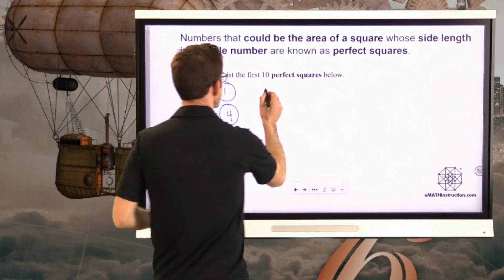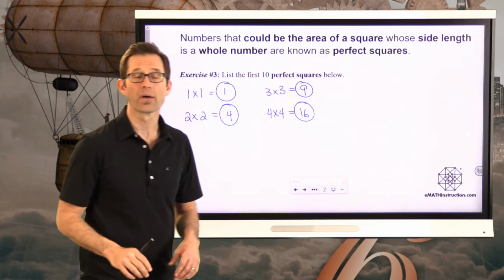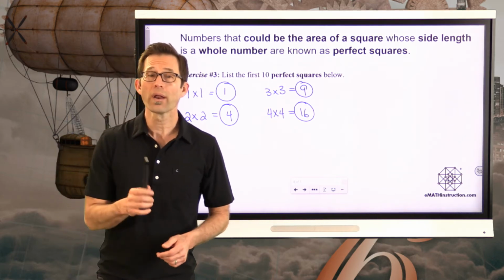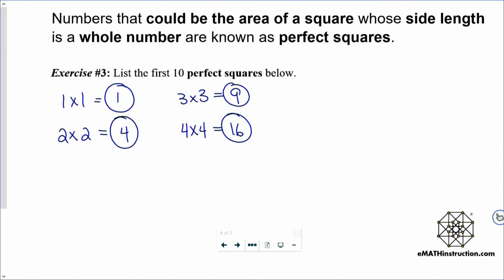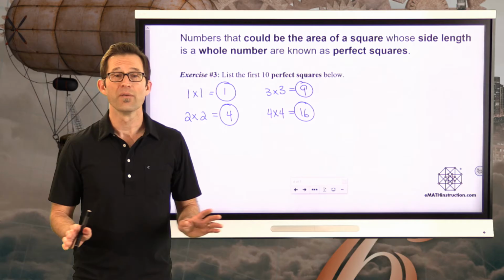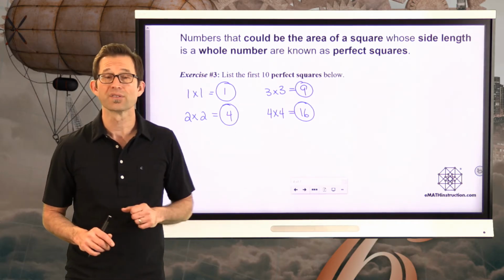The third perfect square, 3 times 3, would be 9. The fourth perfect square would be 4 times 4, or 16. All the numbers that I'm circling are the perfect squares. Why don't you find the remaining 6? Now, I want to be very clear. There's an infinite number of perfect squares. I'm just asking you to list the first 10.